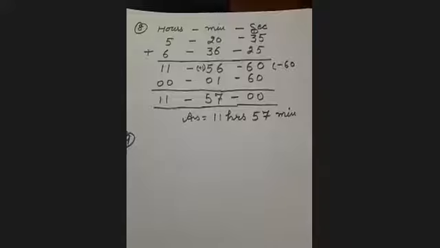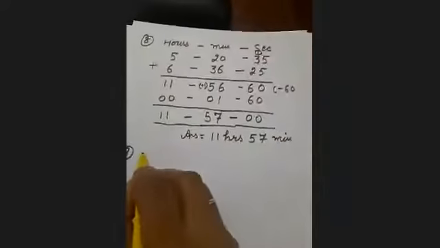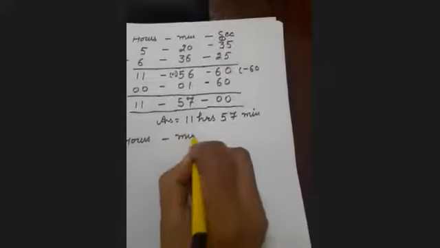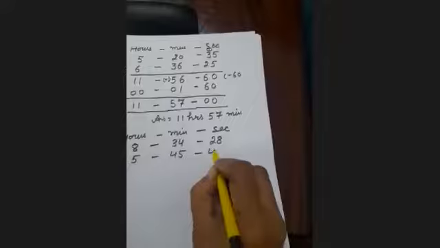Now, next is 9th question. Yes, students. Again, in the 9th question, we will add hours, minutes, and seconds. So, first, we'll arrange this statement in columns. We'll make 3 columns. First is hours, then minutes and seconds. 8 hours, 34 minutes and 28 seconds. 5 hours, 45 minutes and 42 seconds.